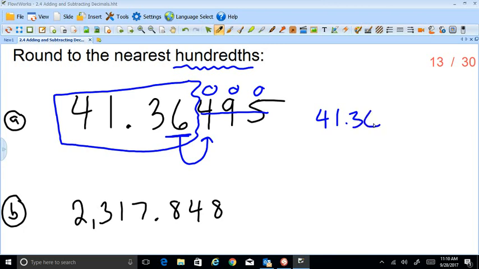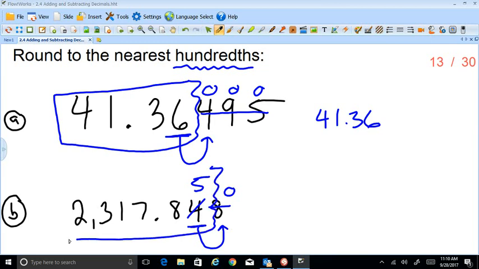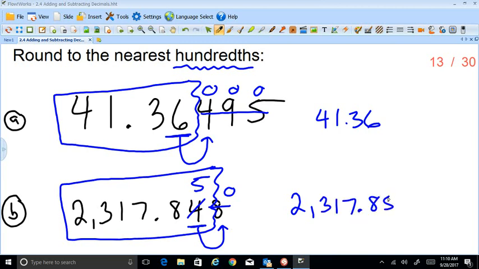41.36. Letter B. Again, find the hundredths location. The digit in the hundredths place happens to be the 4 this time. Hook an arrow to the indicator. The indicator tells me it's an 8. Bump it up. 4 becomes a 5. 8 becomes a 0. And I cut it off right there. And I rewrite everything I already have. 2,317 and 85 hundredths.